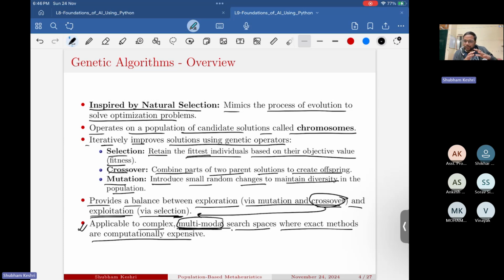So if you have multiple minimas, local minimas, then you should go for population based metaheuristic. Now you might ask me the question, how will we know that a problem has multiple local minima? That is a difficult question to answer. Okay, so that is problem dependent as well as instance dependent.